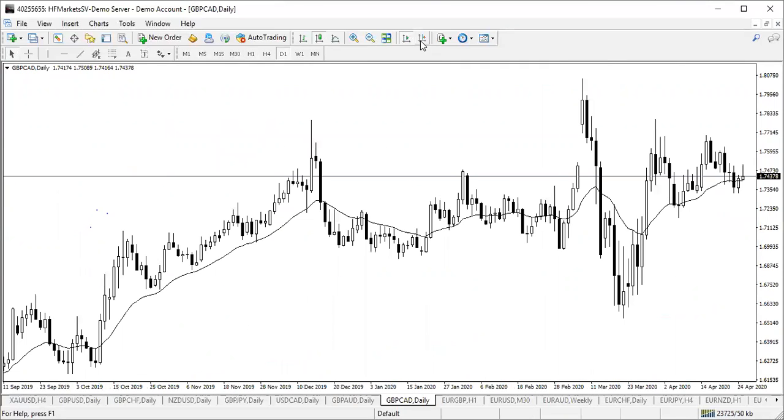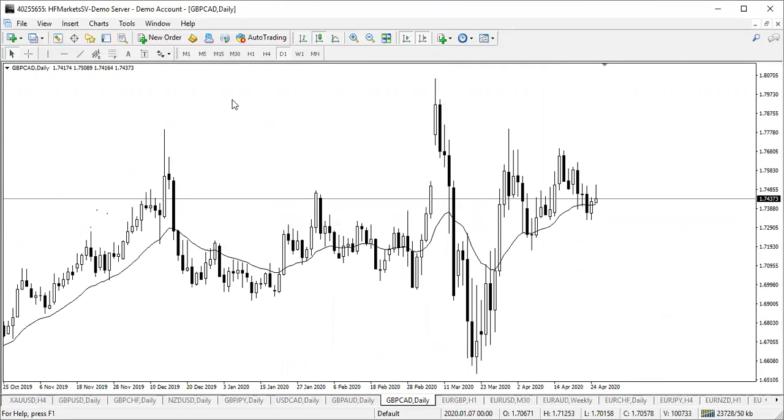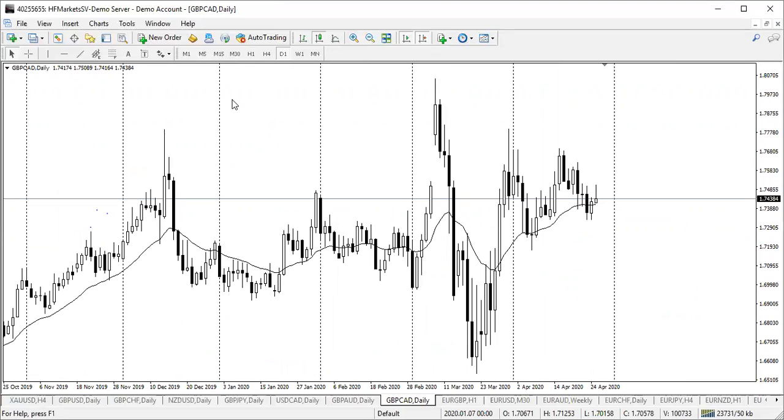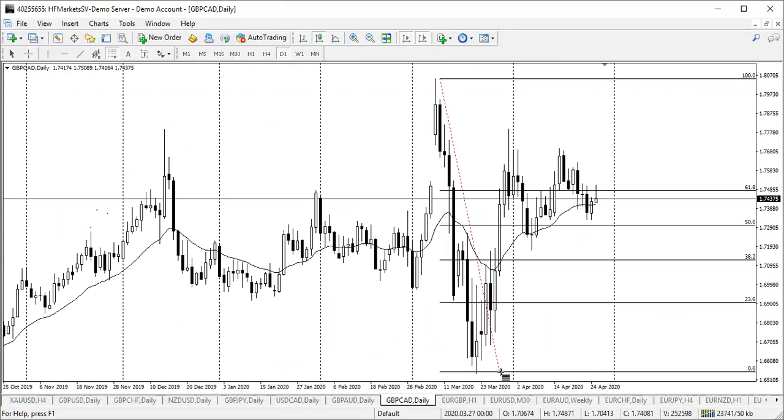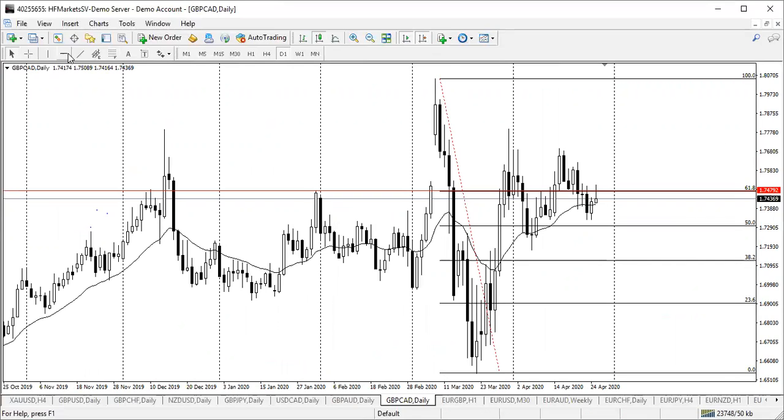So let's go to, which one is this? GBPCAD. It's okay. Swing high, swing low. So now there's a good sell opportunity that is currently on ground, if you have not even missed it already.